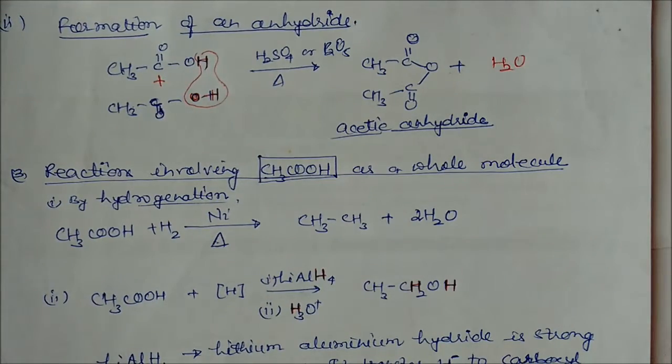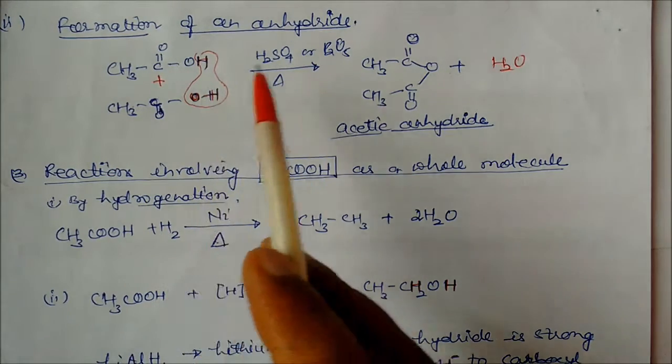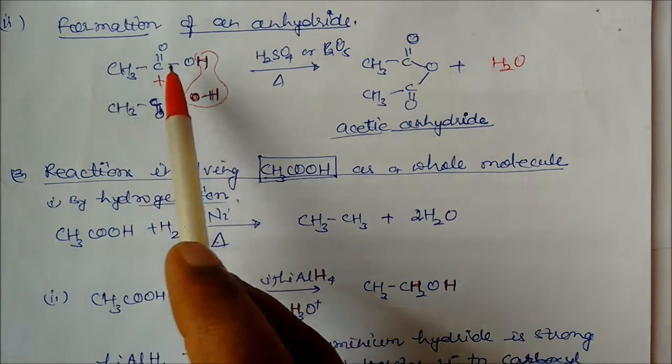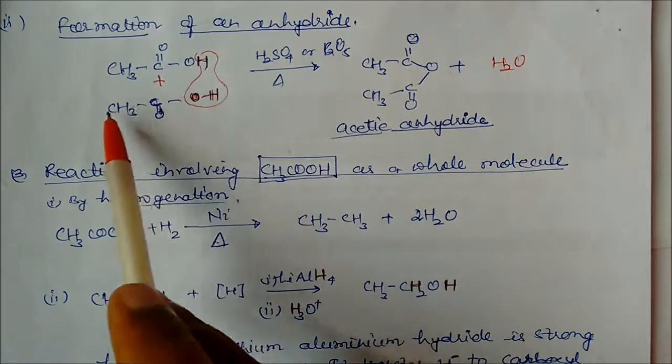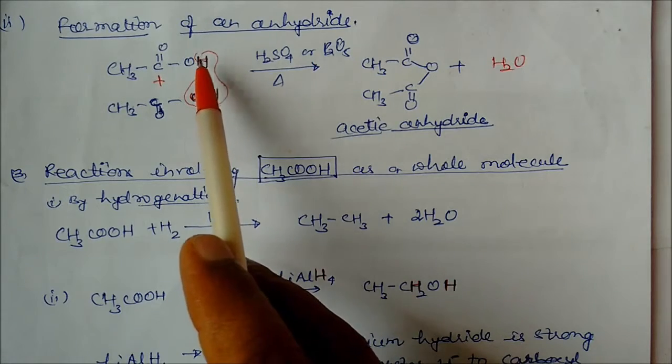Normally in fruits we observe that they have a very good smell. So these are actually esters. Now the next reaction is the formation of anhydride. If you take two molecules of acetic acid, you see here, one OH from here and one H from here.